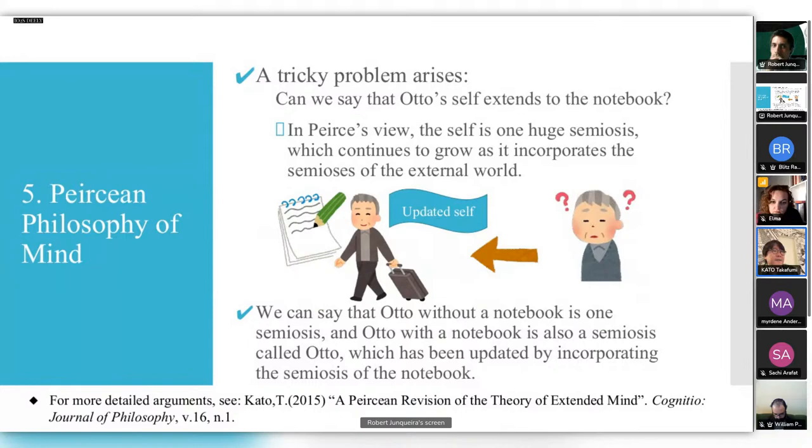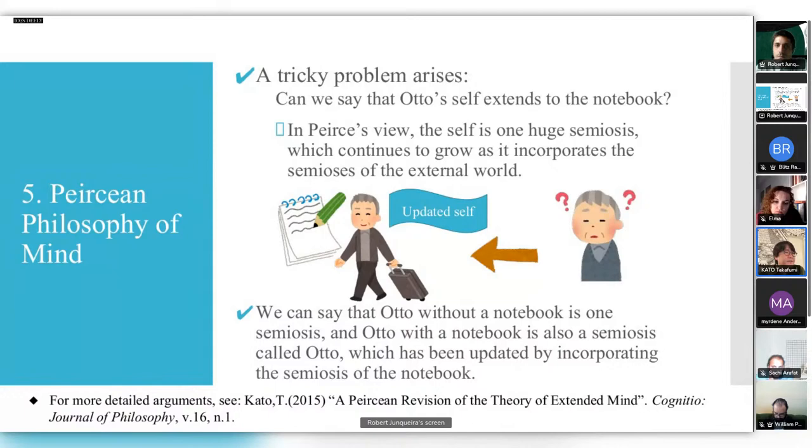Can we say that Otto's self extends to the notebook? This lecture will not tackle this question directly, but it is worth pointing out that this question can be avoided if we take into account Peircean ideas. As we saw in the previous section, in the Peircean view, the self is one huge semiosis, which continues to grow as it incorporates the semiosis of the external world. If we were to superimpose this on the example of Otto, we can say that Otto without a notebook is one semiosis, and Otto with a notebook is also a semiosis called Otto, which has been updated by incorporating the semiosis of the notebook. Note here that the scope of Otto's self is updated rather than extended.